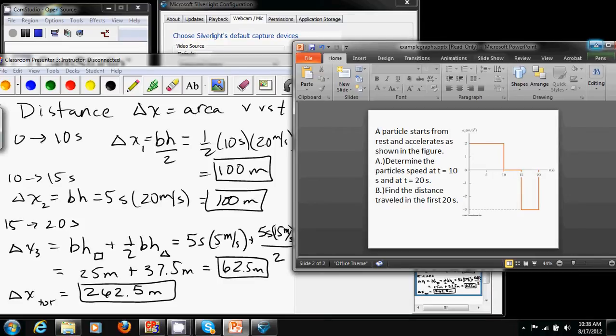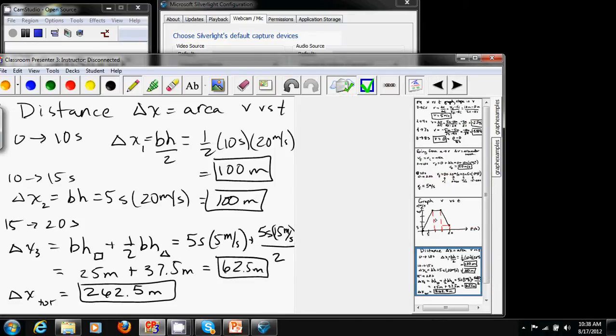Actually, I can make this go away now. And for the first 10 seconds, remember I have that triangle. So if I want the displacement on a v versus t graph, I take that area. So my displacement is equal to area on a v versus t graph. For the first 10 seconds, that's a triangle. Base times height divided by 2. So that's a base of 10 seconds, a height of 20 meters per second. 1/2 times 10 times 20 is 100 meters displacement for the first 10 seconds.